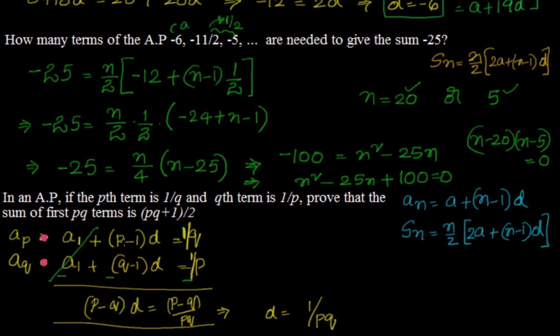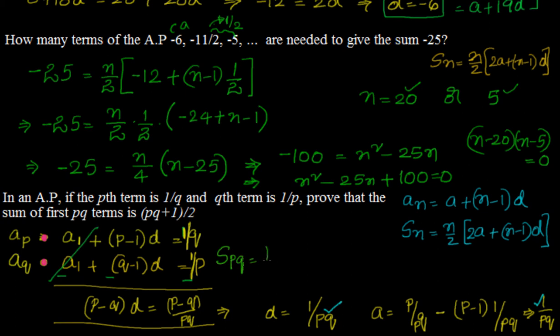If you substitute that in one of these equations, let us see what will be the value of a. a is nothing but equal to 1 by q minus of p minus 1 into d. d is nothing but 1 by pq. Now can I write this as p by pq, so that I can simplify it, and I will have again 1 by pq. So a is 1 by pq, d is 1 by pq. We know that d is 1 by pq, a is 1 by pq. Now what we have to find out? We have to find out the sum of pq terms, that is S pq.